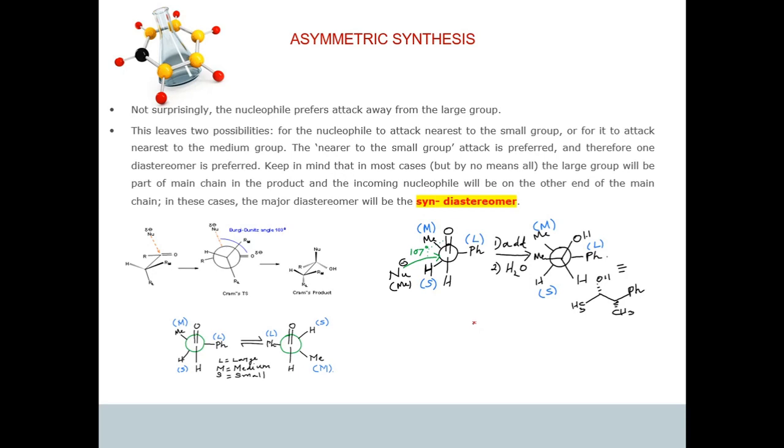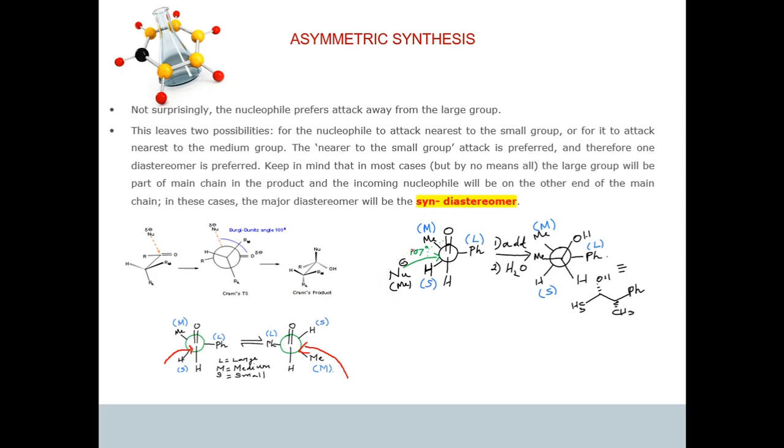Not surprisingly, the nucleophile prefers to attack away from the larger group according to the Felkin-Anh model. You can see here the attack takes place from the side of the small group. There are two possibilities: the attack can happen from this direction, or from this direction to the carbonyl. But since this group is a medium-sized group, the nucleophile prefers to attack from the side of the small group at a Bürgi-Dunitz angle. Therefore, the nucleophile attacks from this side.